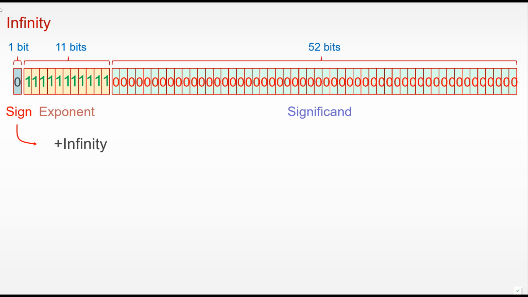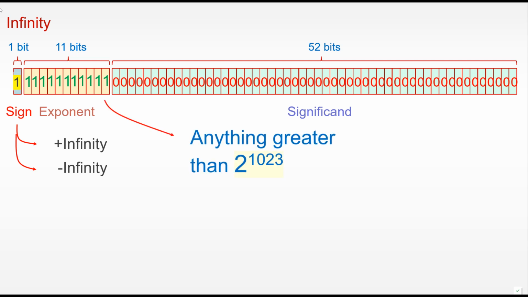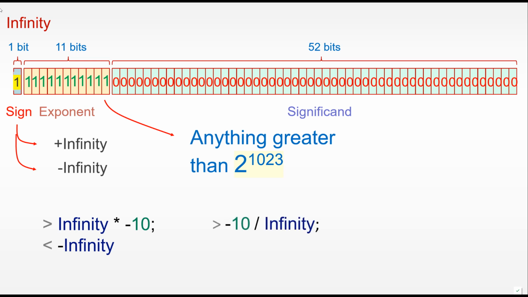Notice that the first bit is again free, so we can have positive infinity and negative infinity as we have discussed elsewhere. What is infinity? Well, anything greater than 2 to the power of 1023 would give us this number. And let us view a few examples. So if we have infinity and we multiply it by a finite number, we would get infinity. If this number is negative, we would get negative infinity.